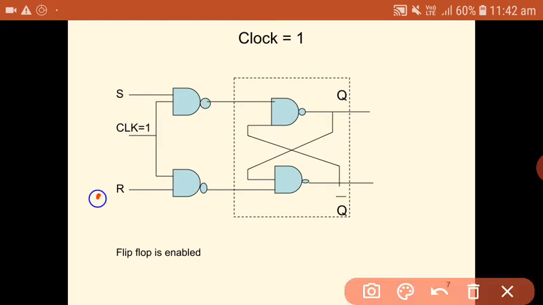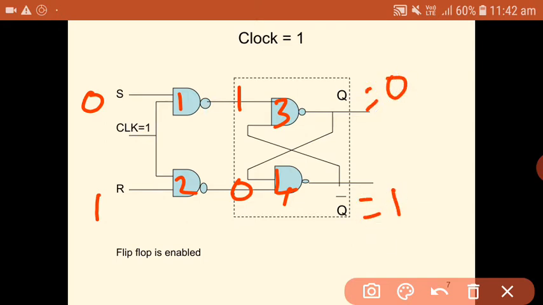Similarly, for R equal to 1 and S equal to 0, we need to observe the circuit operation. Since 0 1 is available at the input of the first NAND gate, the output will be equal to 1. And similarly the output of the second NAND gate will be equal to 0, because both the inputs are 1. Clock is anyhow 1. So for the fourth NAND gate, one of the inputs is 0, that means Q bar is equal to 1, so Q should be equal to 0. So the 1 1 combination of the NAND input will give you the output of 0.